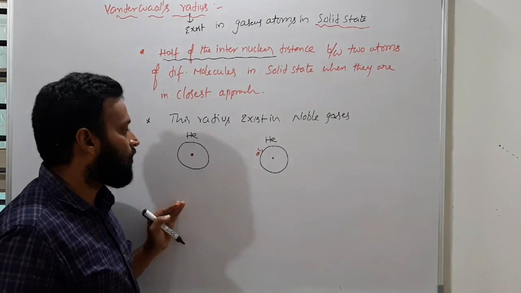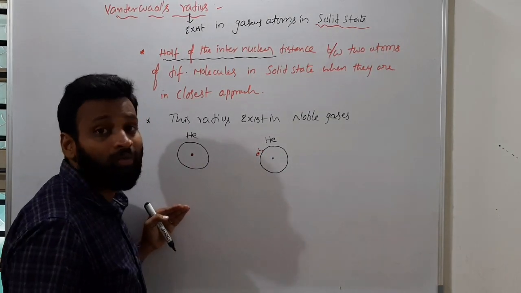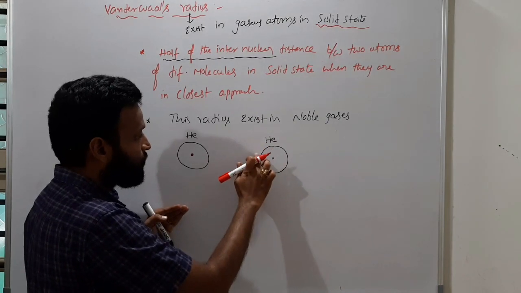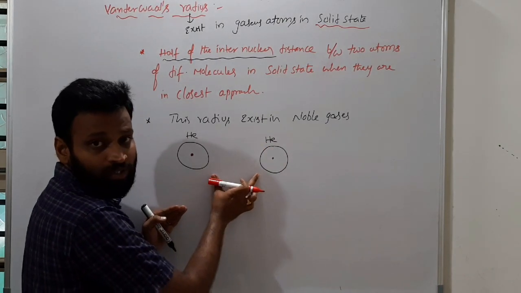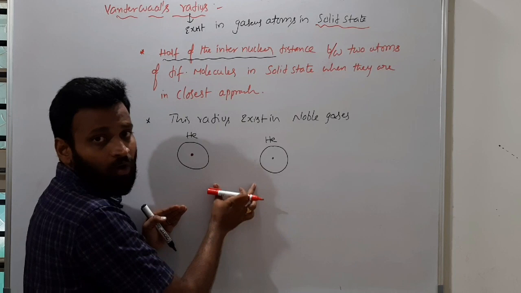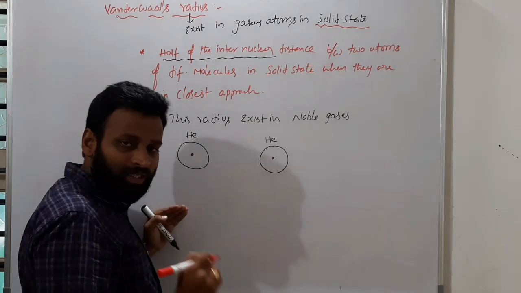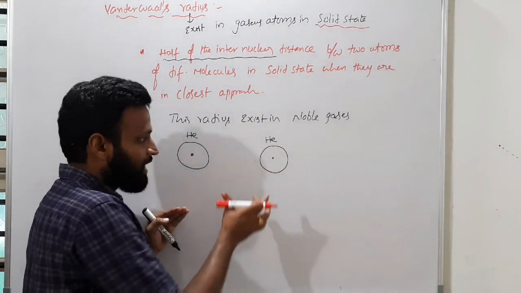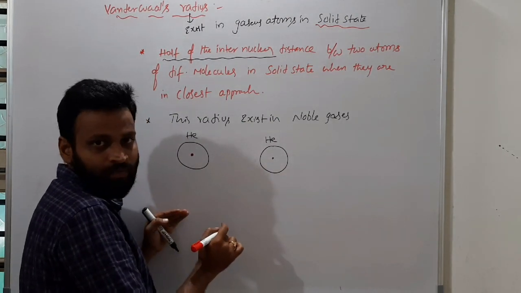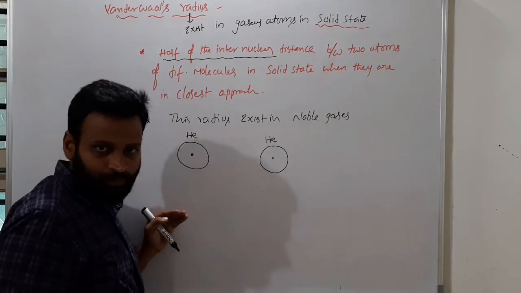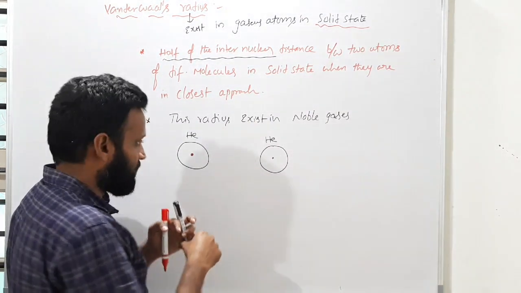Those weak forces are called, what forces are they called? Van der Waals forces. So the radius between two atoms which have van der Waals forces is called the van der Waals radius. The radius considered in atoms which have van der Waals forces. Okay, so now this is the closest approach between two atoms.